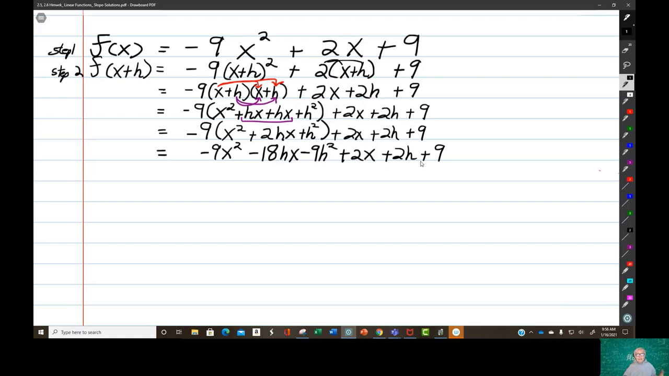And that ugly beastie is what f of x plus h equals. Notice this begs for arithmetic errors, which is why you have to slow down. Even if you're really, really good at math, slow down. Okay, now, step three is out there waiting for us.